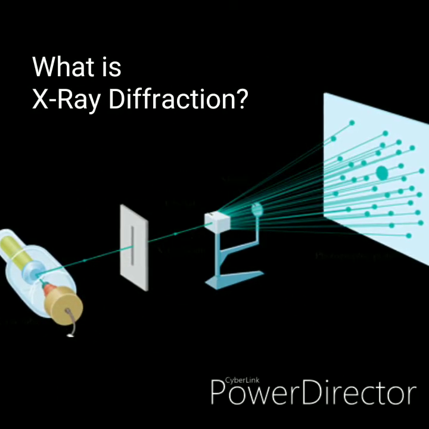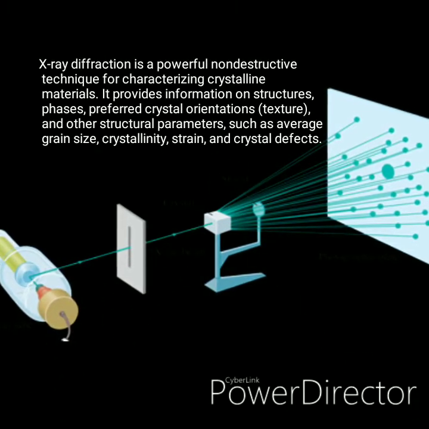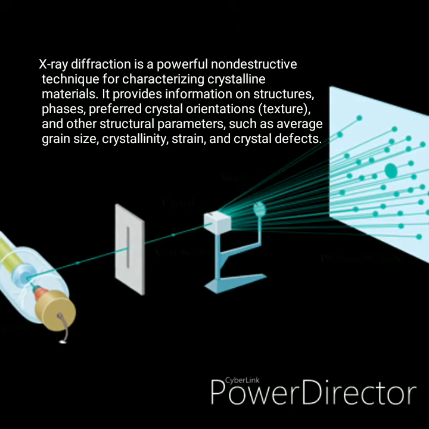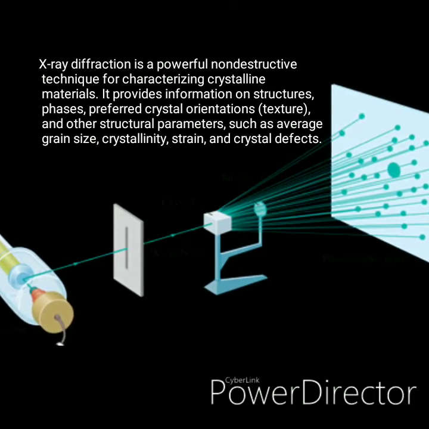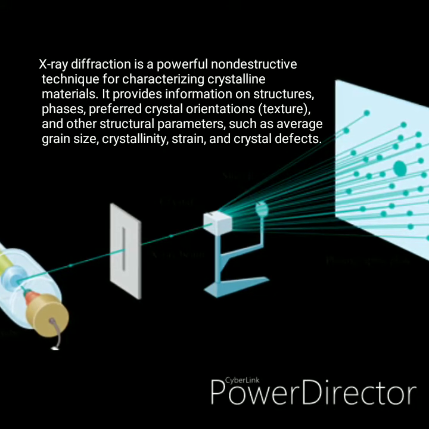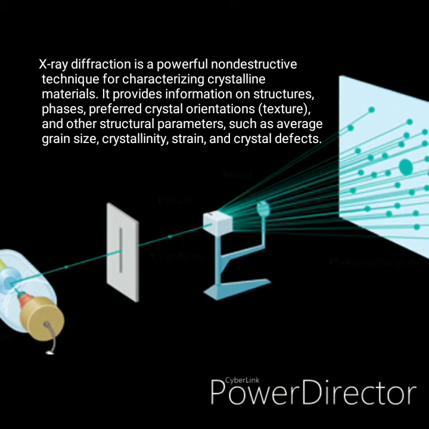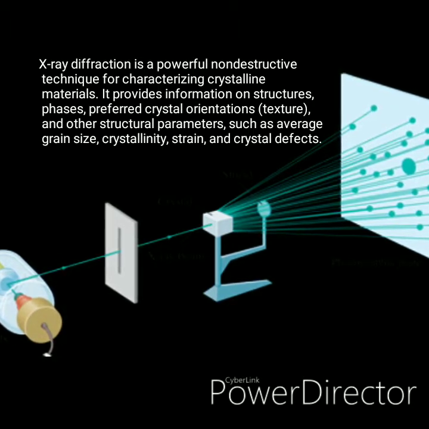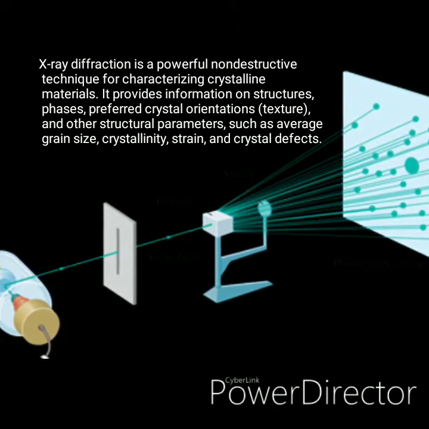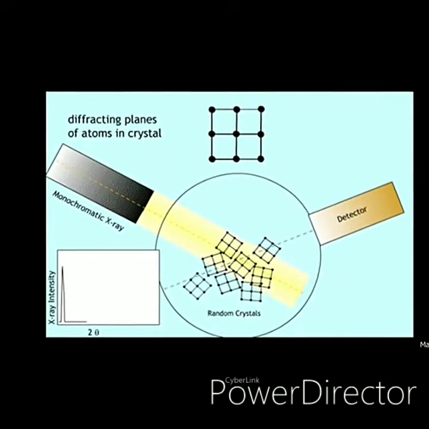So what does X-ray diffraction really mean? X-ray diffraction is a powerful non-destructive technique for characterizing crystalline materials. It provides information on structure, phases, preferred crystal orientations, texture, and other structural parameters such as average grain size, crystallinity, strain, and crystal defects.